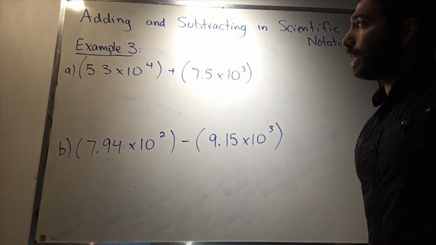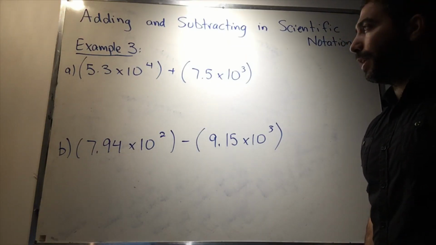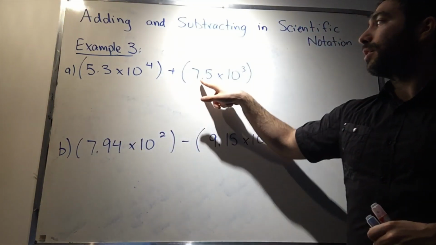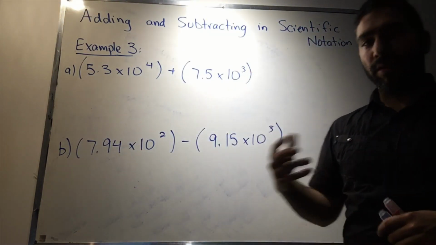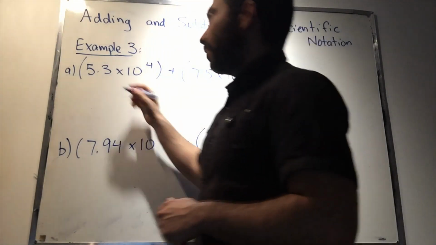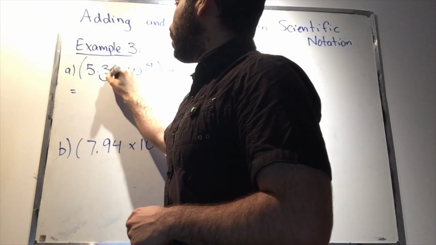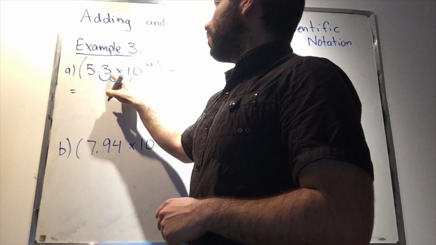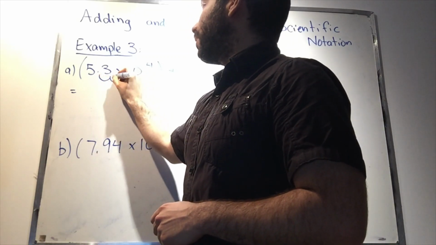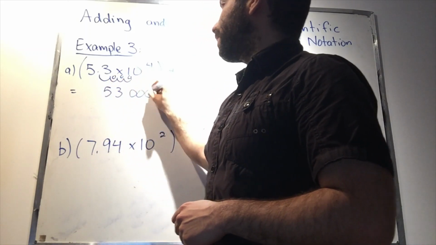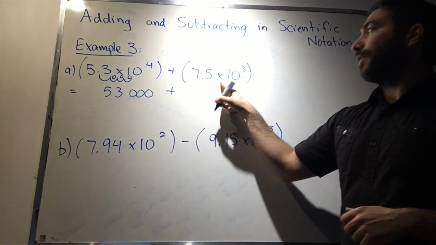So let's look at example 3a. What we have is 5.3 times 10 to the positive 4 plus 7.5 times 10 to the 3. So let's begin by converting this to numbers. 5.3 times 10 to the 4. We move the decimal 4 times to the right. 1, 2, 3, 4. And we fill in the gaps with zeros. So this gives us 53,000 plus 7.5 times 10 to the 3.